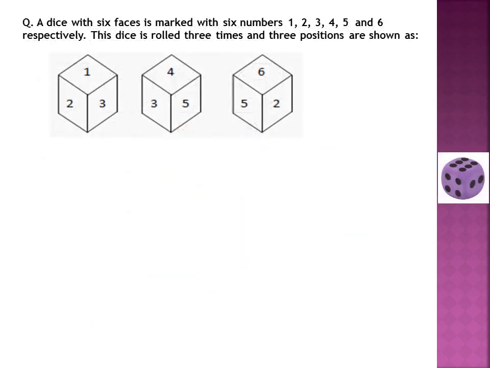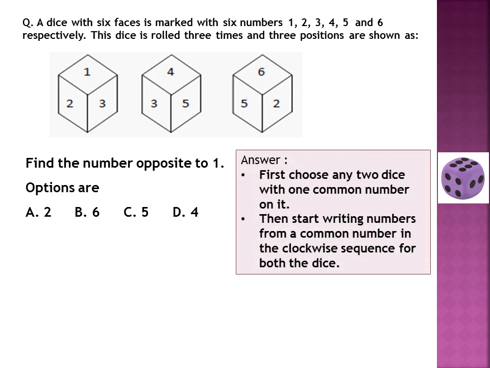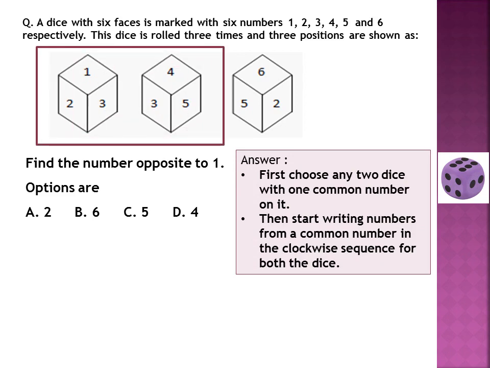A dice with 6 faces is marked with 6 numbers 1, 2, 3, 4, 5 and 6 respectively. This dice is rolled 3 times and 3 positions are shown as below. Find the number opposite to 1. If such a question is there, then first choose any 2 dice with one common number on it. Then start writing numbers from the common number in the clockwise sequence for both the dice.